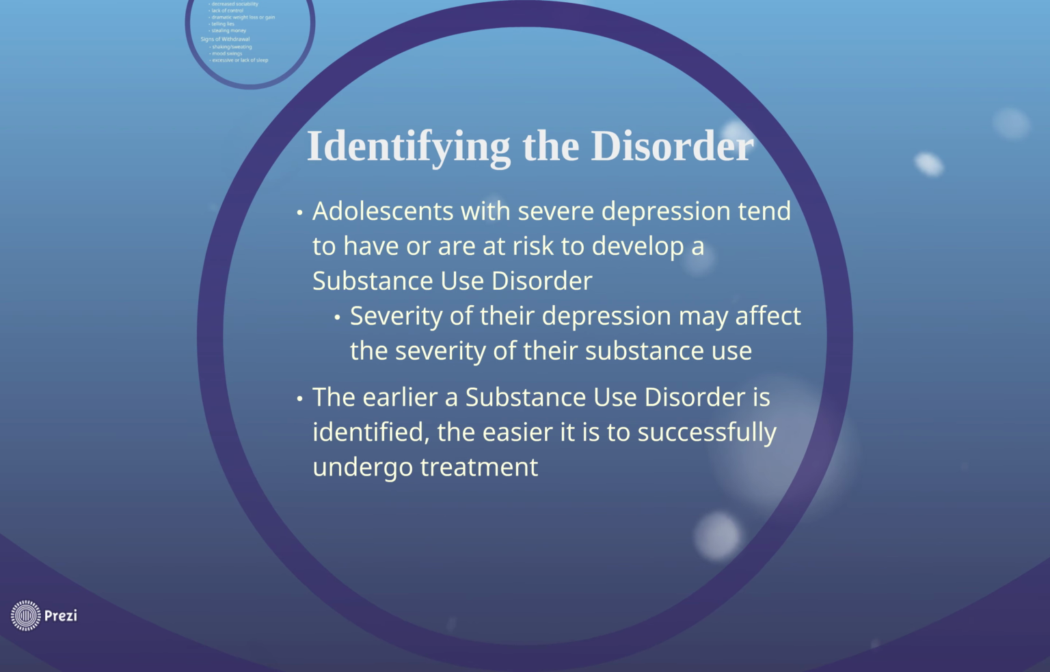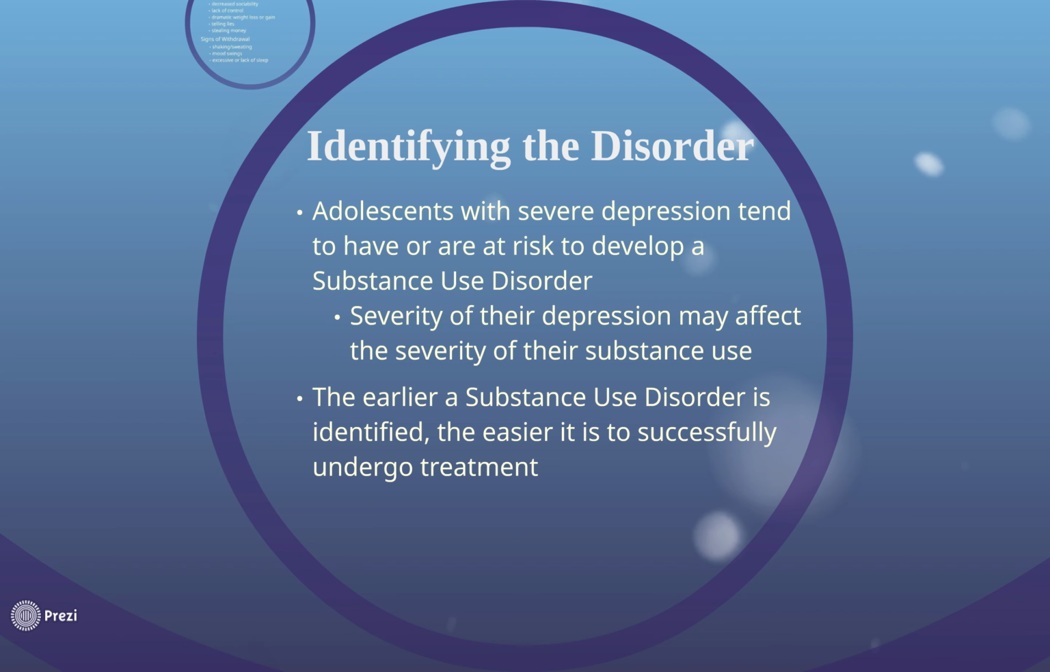It can be harder to tell if a teenager has a substance use disorder. However, adolescents with severe depression tend to already have one, or they are at a higher risk of developing one. The earlier a substance use disorder is identified, the easier it is to successfully undergo treatment.